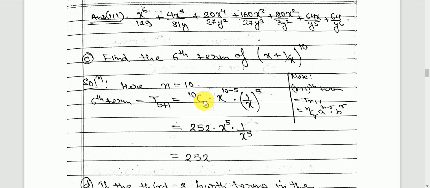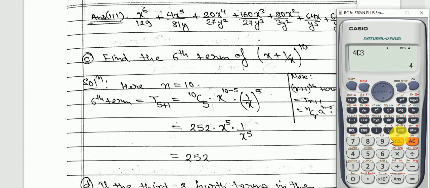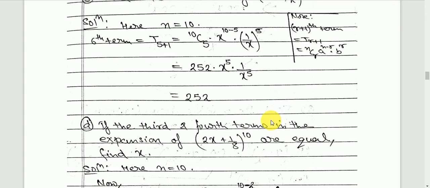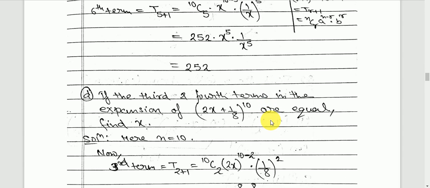So 10c5 into the first term x to the power 10 minus 5 into the second term 1 upon x to the power 5. Now you simplify the x terms, and 10c5 you have to find. You can use a calculator: type 10, shift, and then 5. You get 252. You should have a scientific calculator, or you can download a scientific calculator on your mobile and use that.